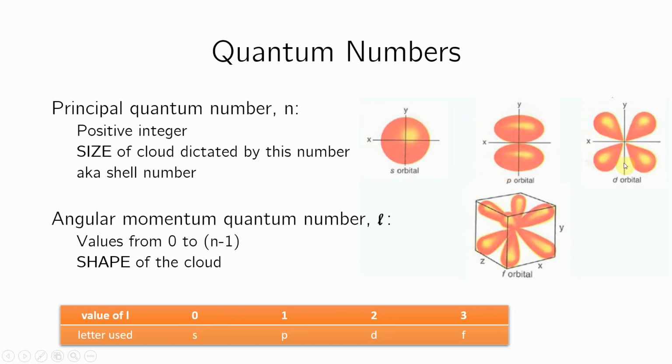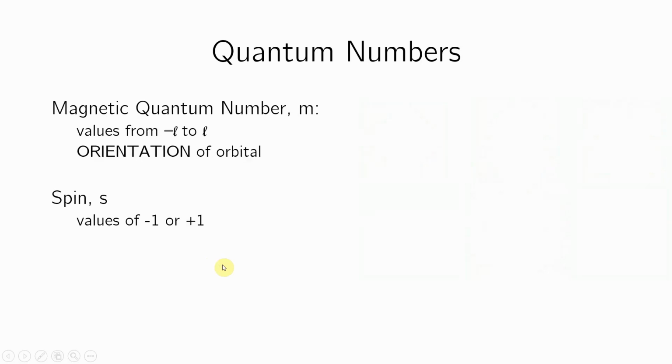P looks like this, D looks like this. If I have N is equal to 2 and it's a P, it's a larger double egg than if it's N is equal to 1. Okay, N is known as the shell number, and L is known as the suborbital, which we'll see in a second. The subshell. Okay.